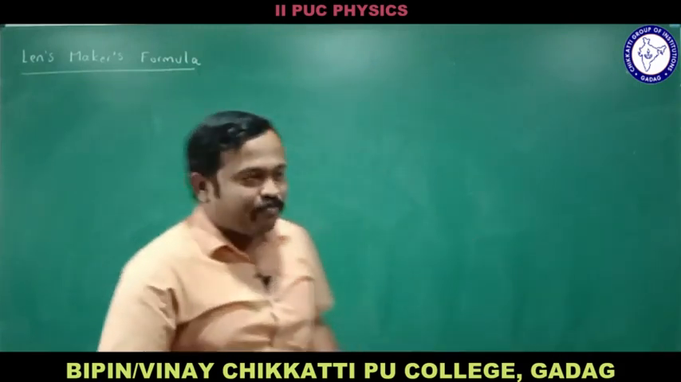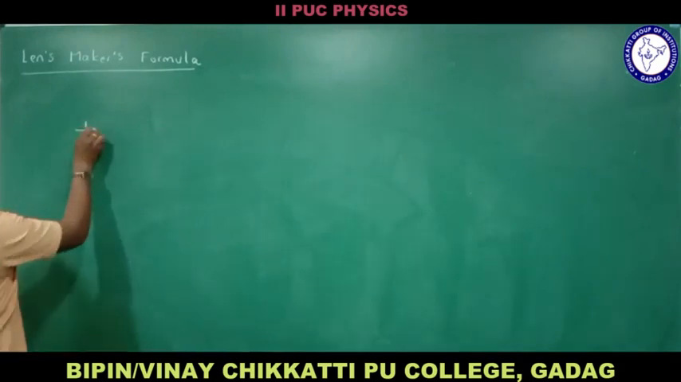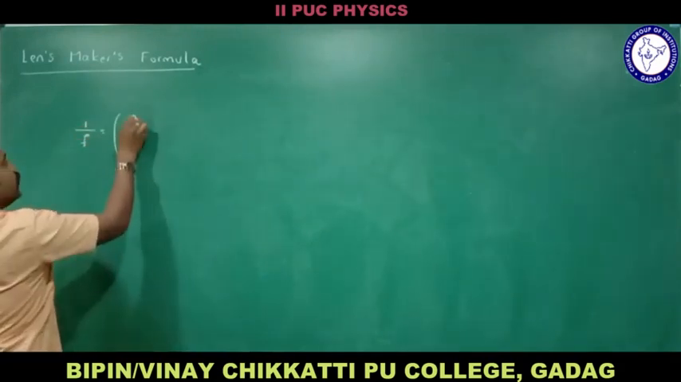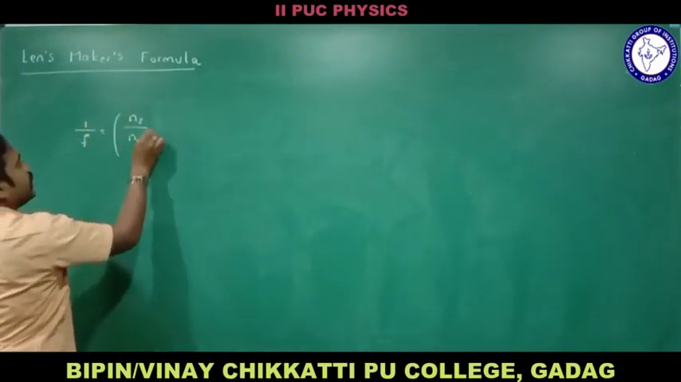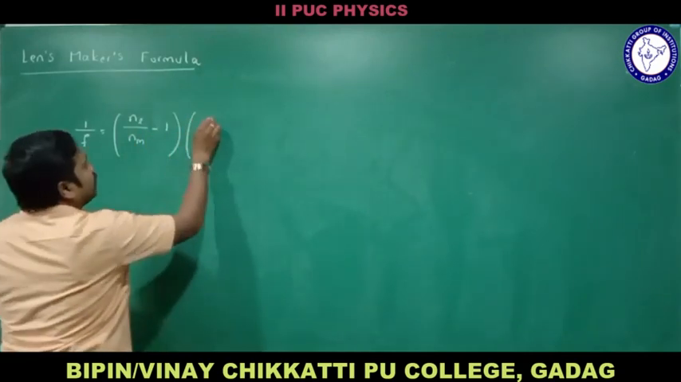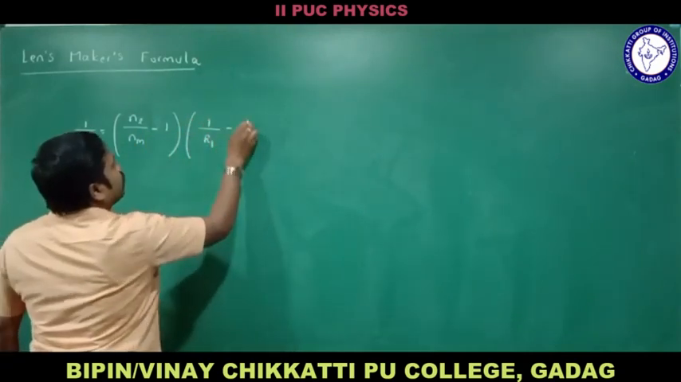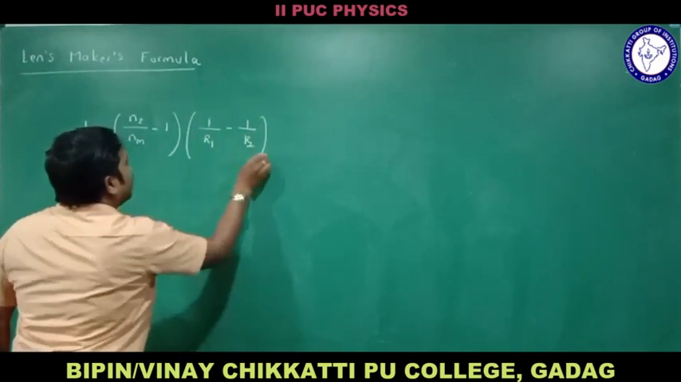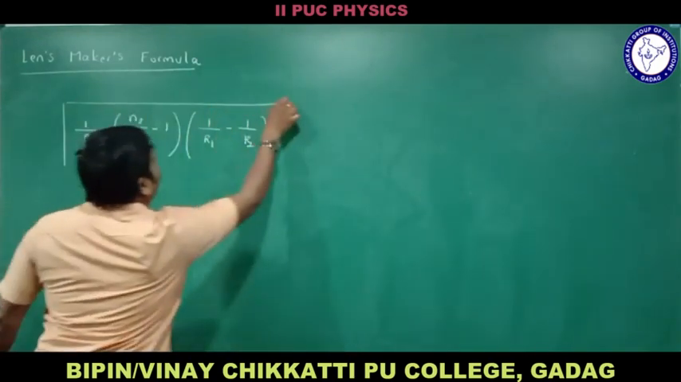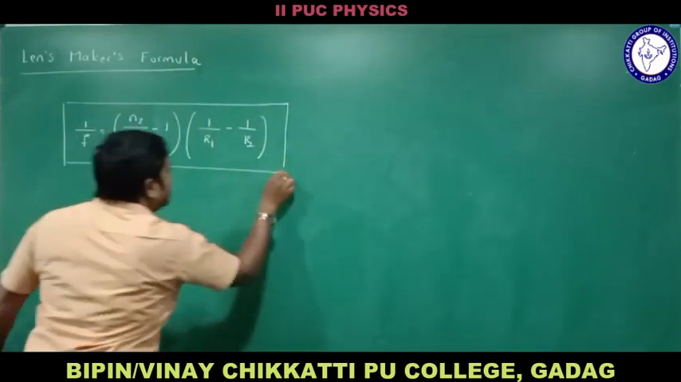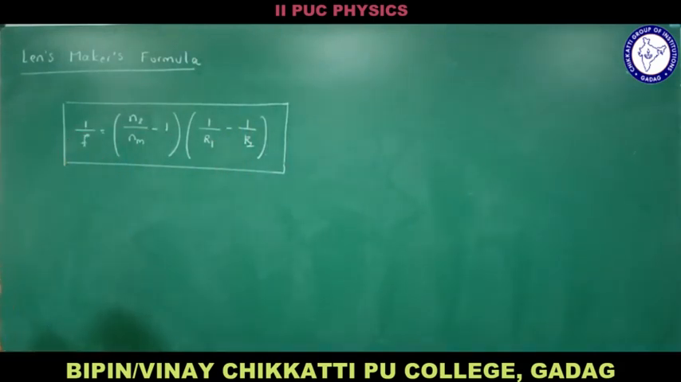What is lens maker's formula? Let us check it out. 1 divided by f is equal to nl divided by nm minus 1, times 1 divided by r1 minus 1 divided by r2. This formula is called lens maker's formula, right?